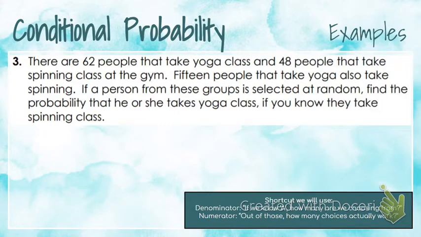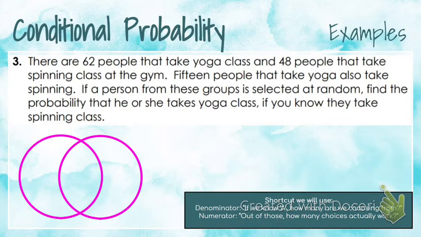All right, there are 62 people that take yoga class and 48 people that take spinning class at the gym. 15 people that take yoga also take spinning. If a person from these groups is selected at random, find the probability that he or she takes yoga class if you know they take spinning class.